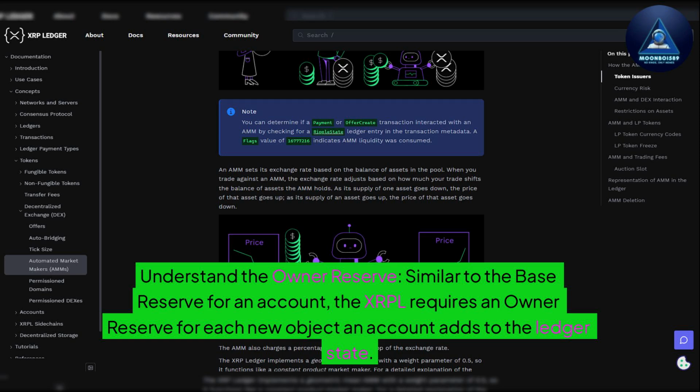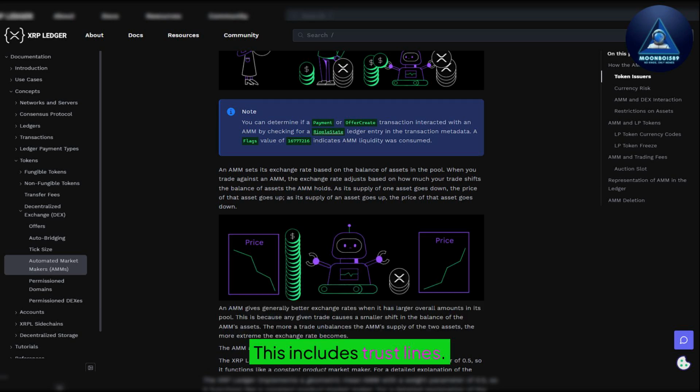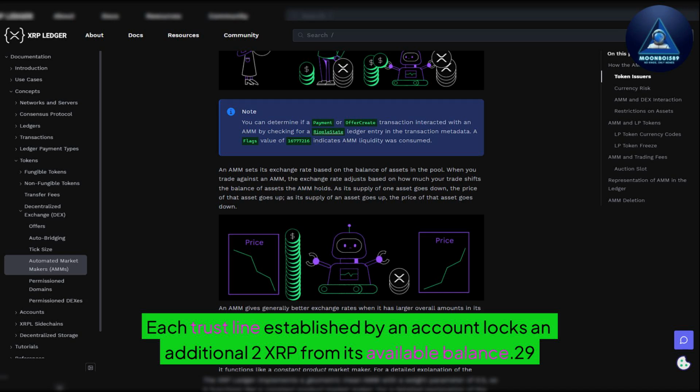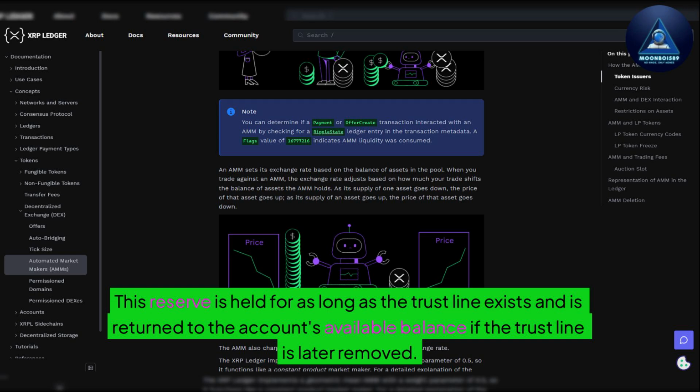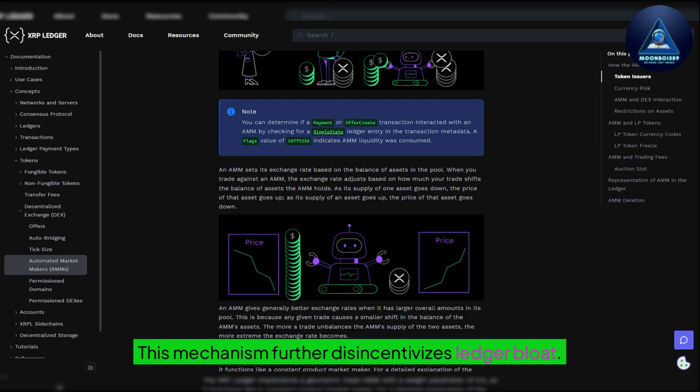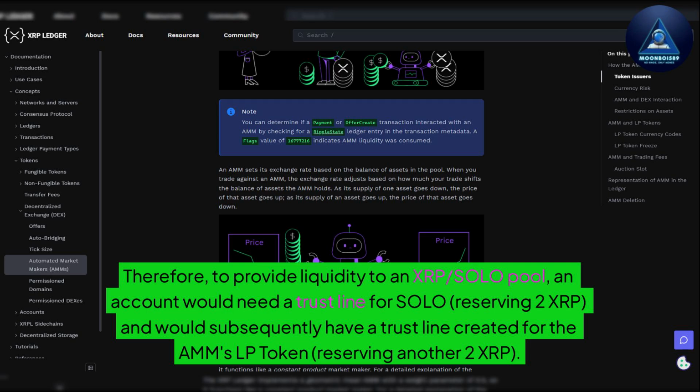Understand the owner reserve. Similar to the base reserve for an account, the XRPL requires an owner reserve for each new object an account adds to the ledger state. This includes trust lines. Each trust line established by an account locks an additional 2 XRP from its available balance. This reserve is held for as long as the trust line exists and is returned to the account's available balance if the trust line is later removed. This mechanism further disincentivizes ledger bloat. Therefore, to provide liquidity to an XRP/SOLO pool, an account would need a trust line for SOLO, reserving 2 XRP, and would subsequently have a trust line created for the AMM's LP token, reserving another 2 XRP.